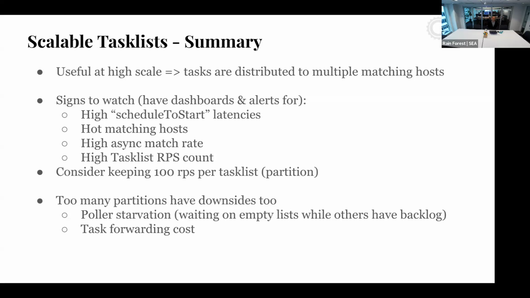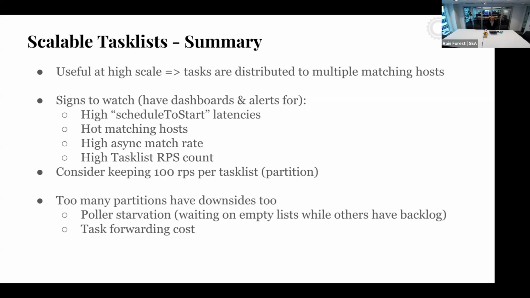And then the other one, as I said, is the recommendation. If you have a high task list RPS count, you might consider splitting. Then why not just have too many partitions? Why can't I start with thousands? If my use case is growing, I might as well be fine in the future. But there are downsides to having many partitions. When you are scaling your task list on the matching side, you should also consider scaling your pollers, either by adding more workers or by increasing the number of pollers per worker.